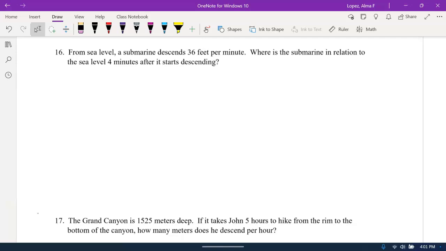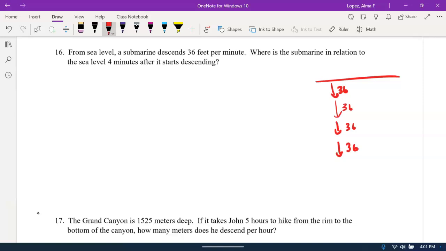From sea level, a submarine descends 36 feet per minute. So let's see, it's going to go down 36 feet per minute. Every minute it goes down 36. I want everybody to visualize what that's saying. Where is the submarine in relation to sea level 4 minutes after it starts descending?